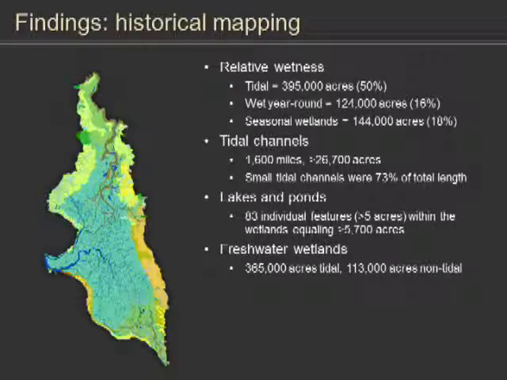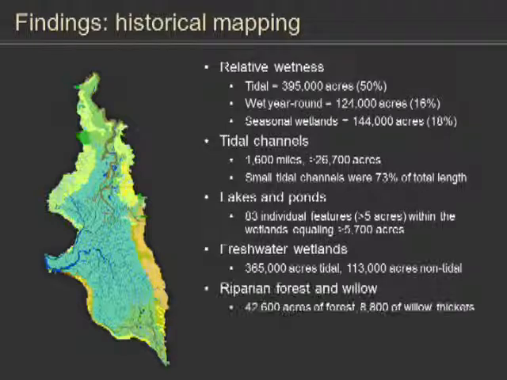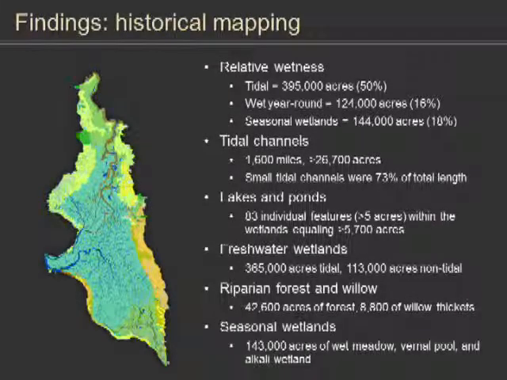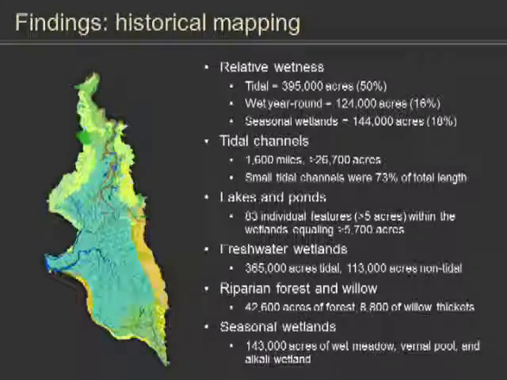And with the freshwater wetlands, we have close to 365,000 acres of tidal wetlands, over 113,000 acres of non-tidal wetlands. And the riparian forest, mostly, of course, lining the Sacramento River, and there we mapped about 42,000 acres with willow thickets as well. And then the seasonal wetlands that I mentioned earlier, made up of vernal pools, wet meadows, and also alkali seasonal wetlands.